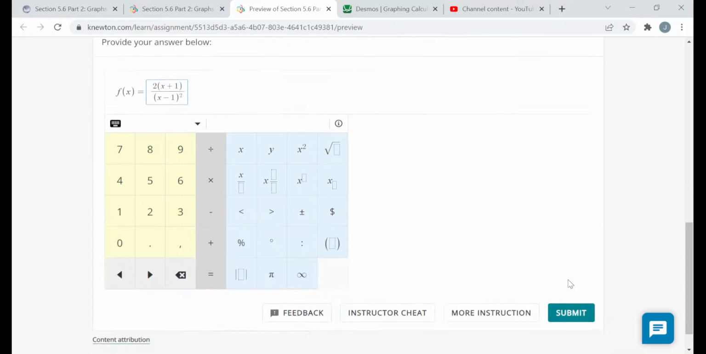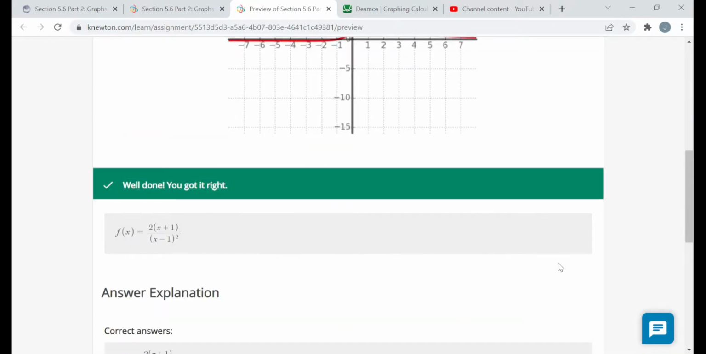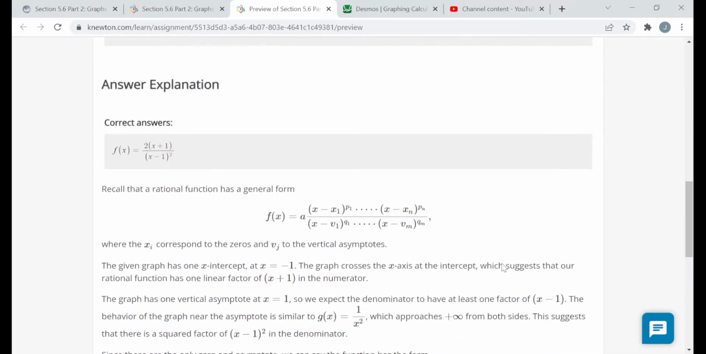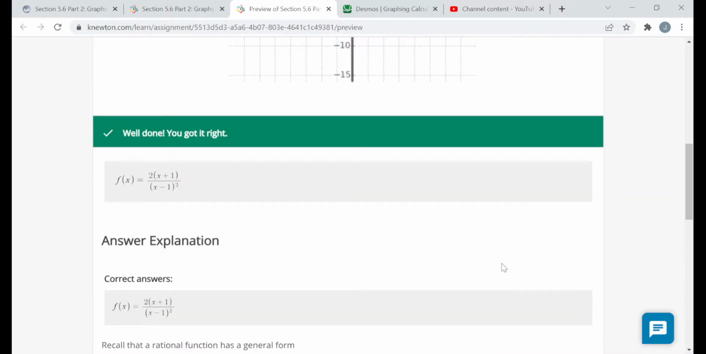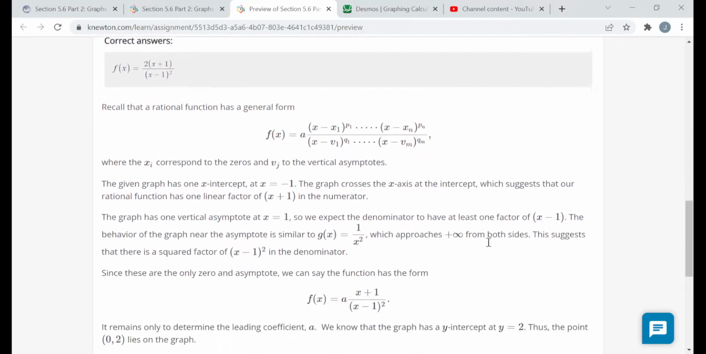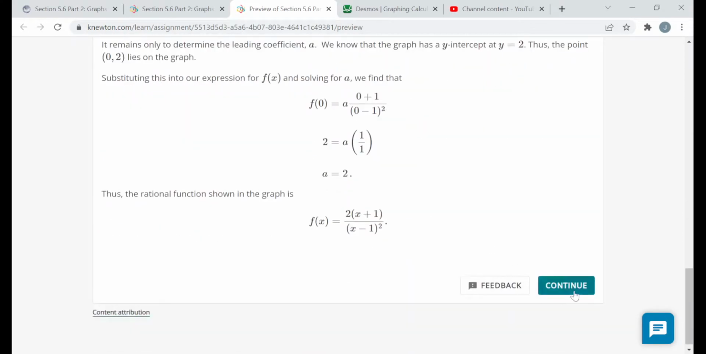Great. All right, and yeah, that's exactly how they have it. And again, after you submit an answer, it'll tell you if you're right or wrong, and give you some sort of answer explanation. Please read through the answer explanations, just to make sure you understand why something was right or wrong, and you can hopefully learn from your mistakes for the future.